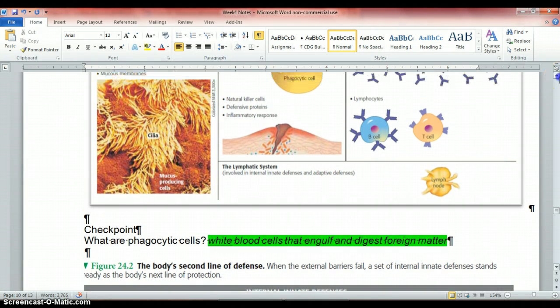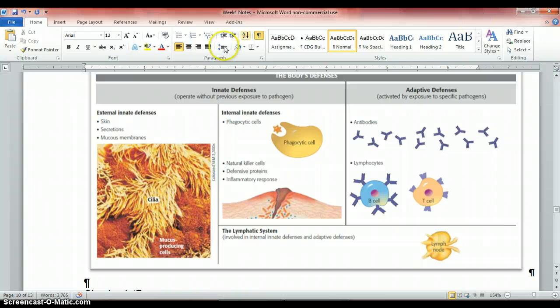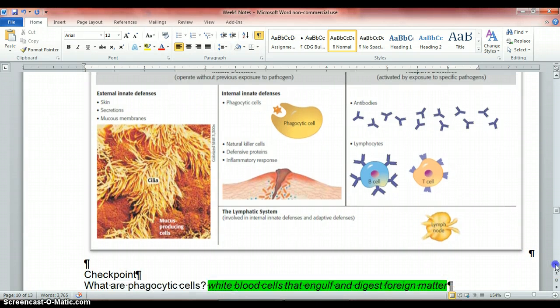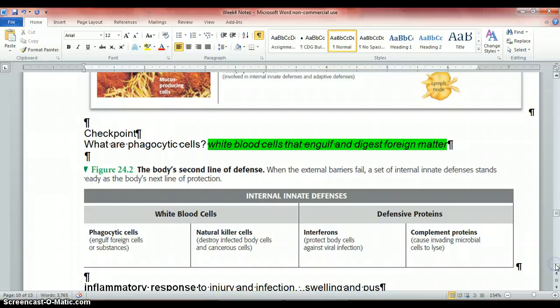Here are some pictures of what we're talking about, right? Innate defenses are like your skin, your mucous membranes, your natural killer cells, defense proteins. Your adaptive defenses are going to be antibodies and lymphocytes. And the lymphatic system can do a little bit of both, right? I like the adaptive system more because it's just more interesting.